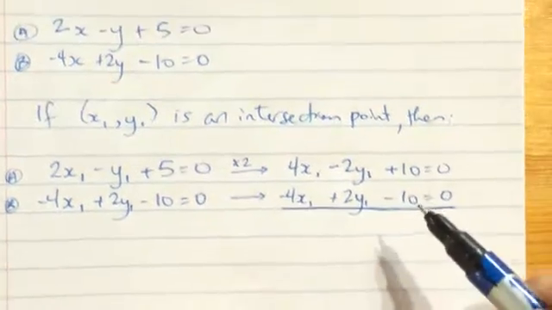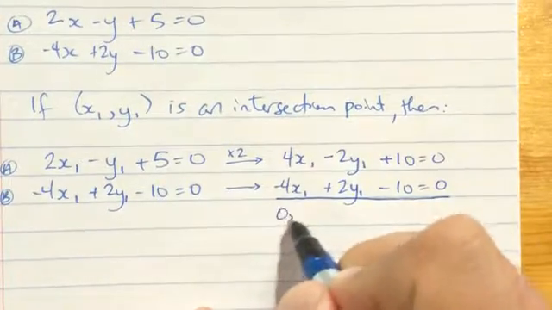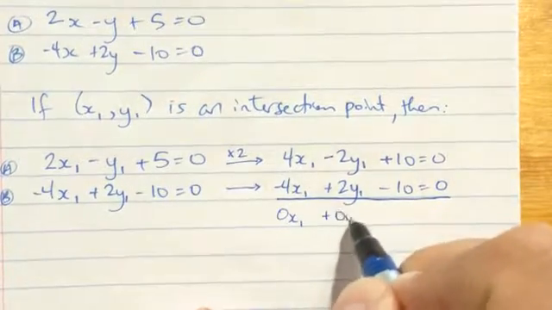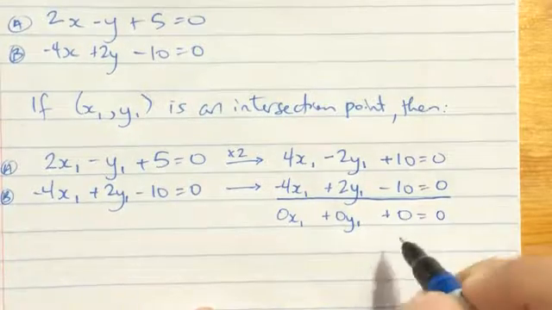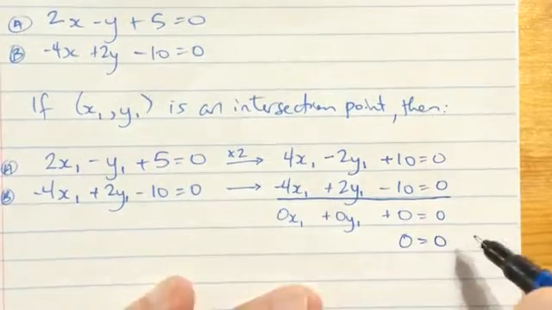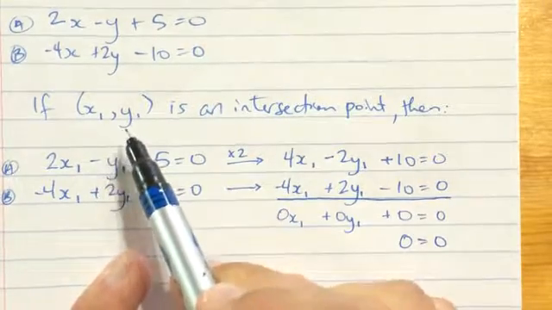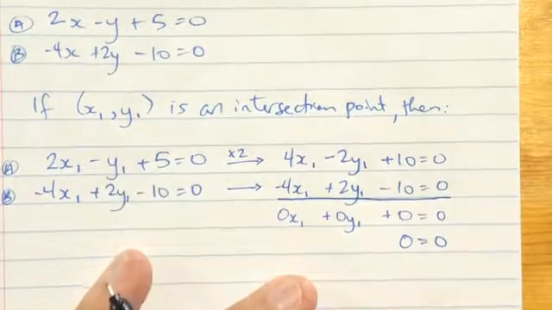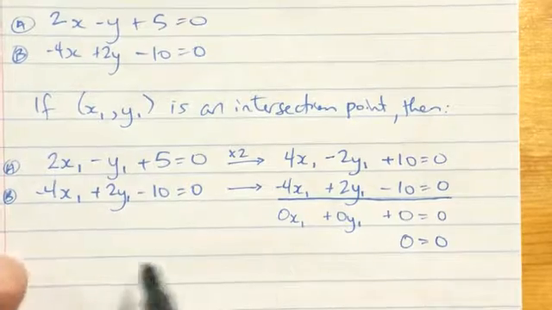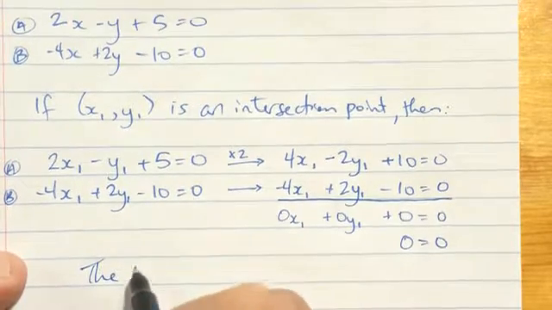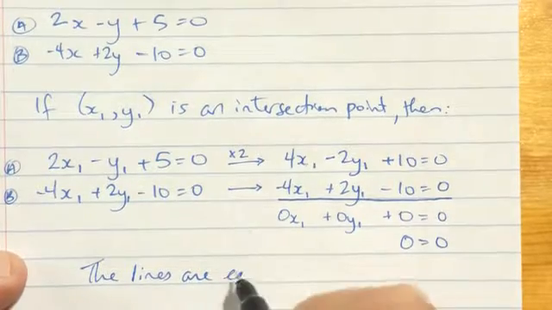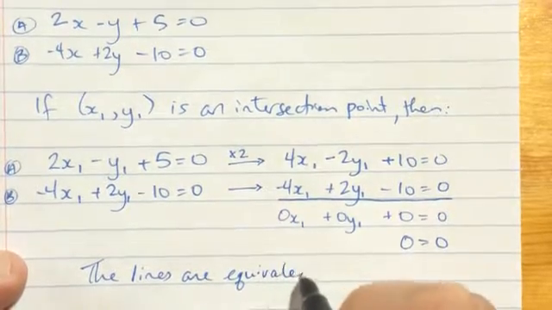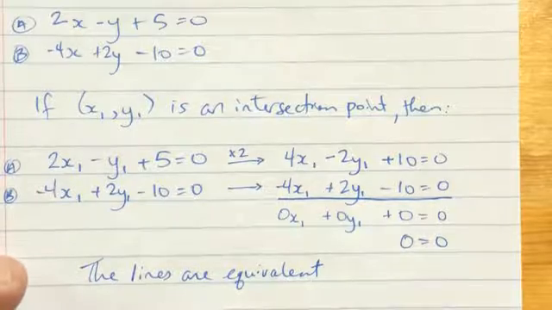I'm going to add them together. Here I'll get 0x1 plus 0y1 plus 0 equals 0. Look at that, 0 equals 0. That is always true. If I choose a point that's on one of the lines, it's an intersection point. So that means that the lines are equivalent, or you can say they're identical.